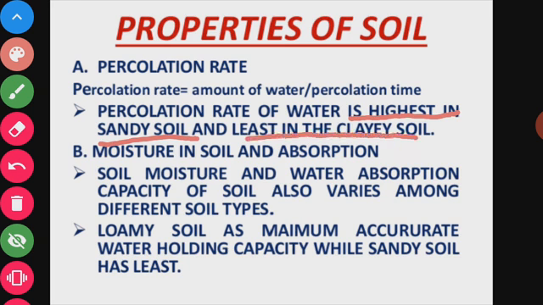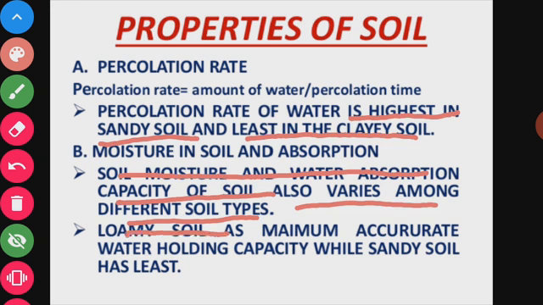Second, moisture in soil and absorption. Soil moisture and water absorption capacity of soil also vary among different types of soil. Loamy soil has maximum water holding capacity, while sandy soil has the least water holding capacity. These are all about the properties of soil.